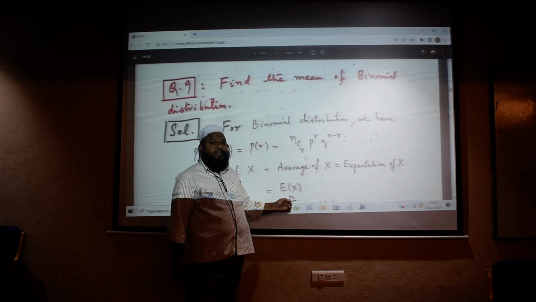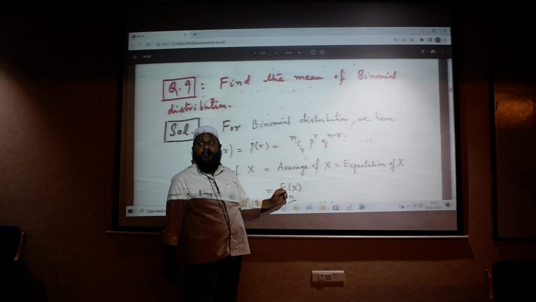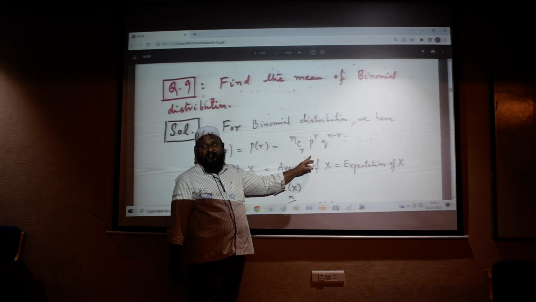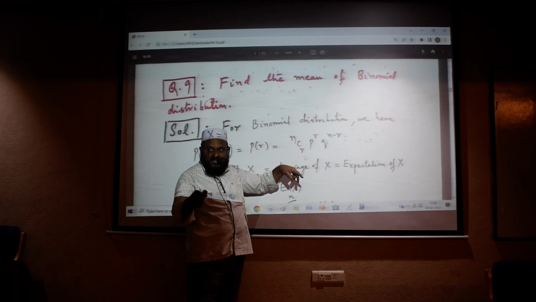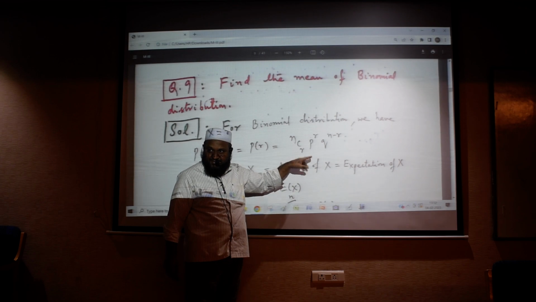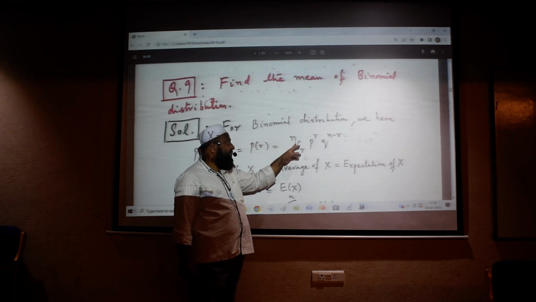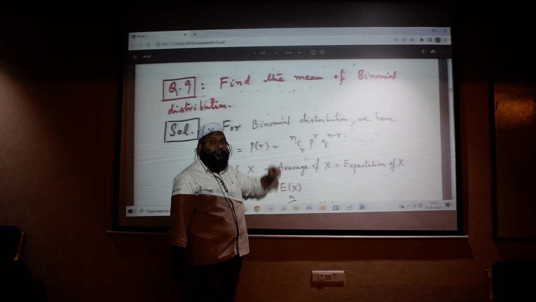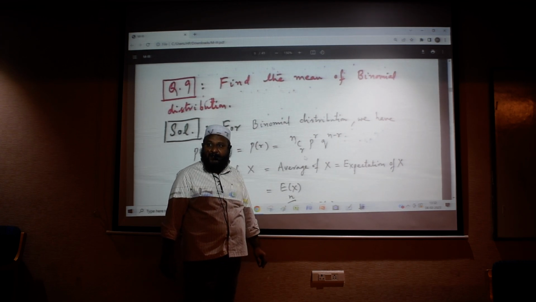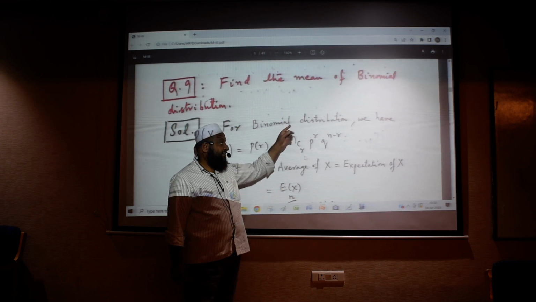So right now, for this binomial distribution, you need to remember the expression for calculating the probability. That is nCr, P power r, Q power n minus r. At least 2 times I said this till now. That should go to your memory. If you don't remember this, you can't do anything. And do you remember, mean is also called expectation. Expectation of X. So we need to calculate the expectation of X.